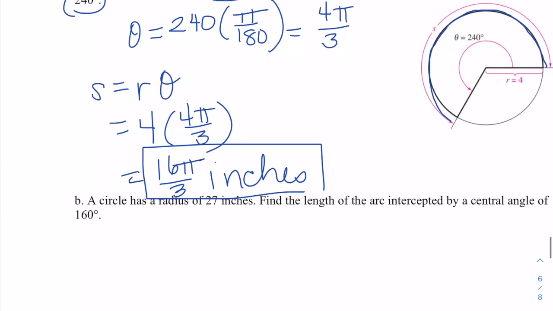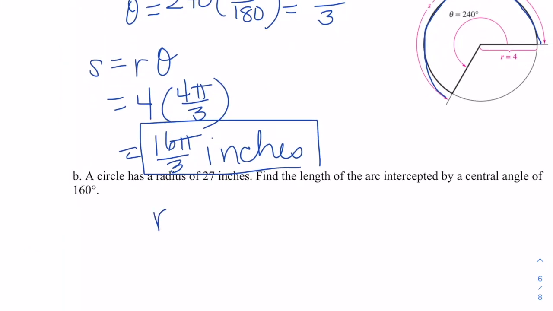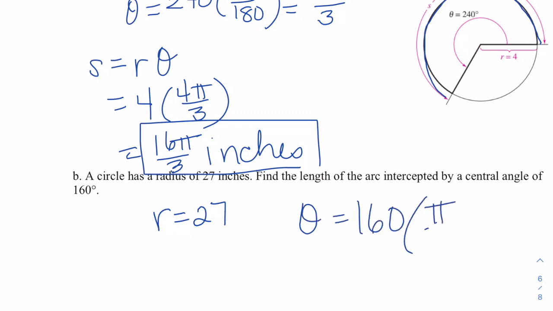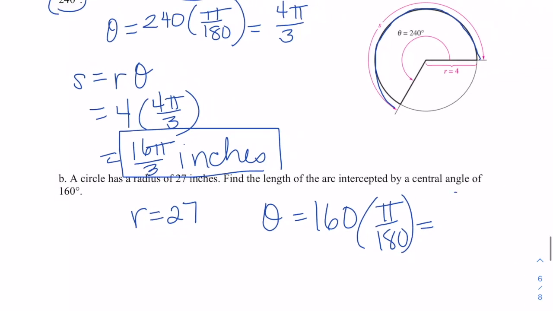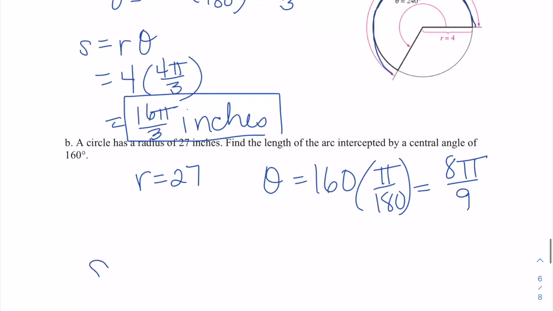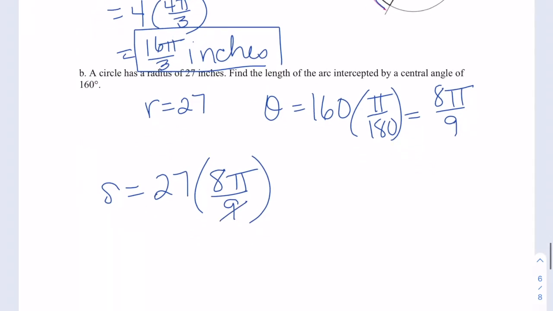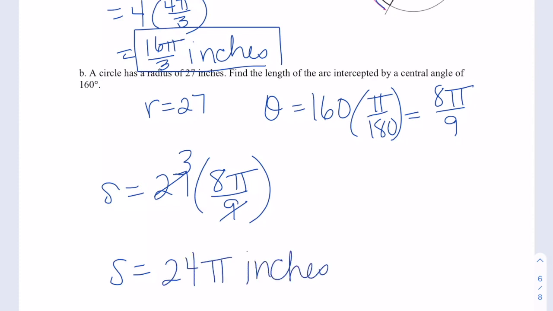All right, for the next one, we have a radius of 27 and the angle is 160. So when we multiply that by 1 pi over 180, well, that can reduce to 8 pi over 9. So we know the arc length will just be 27 times 8 pi over 9, and that can cancel out. So the arc length would be 24 pi inches.